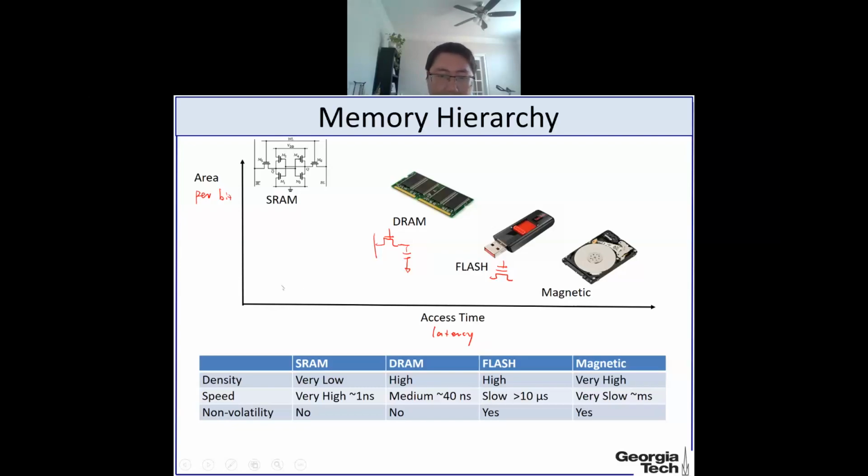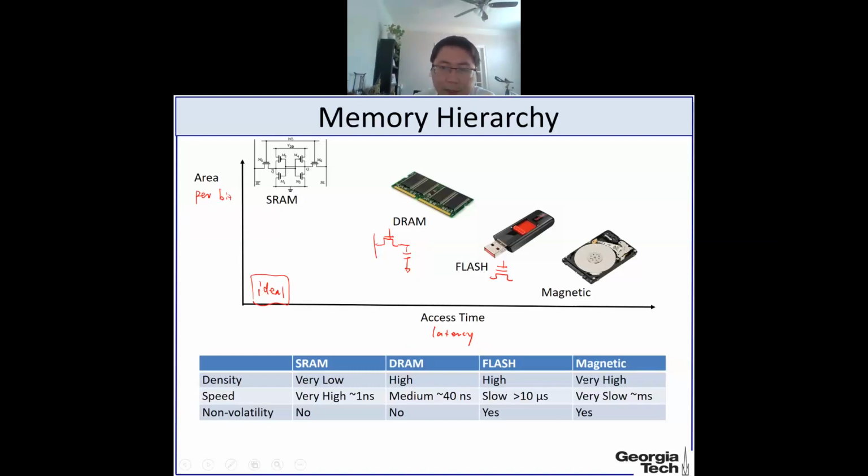So ideally, you want something here. This is your ideal target. If you can have a magic technology that can offer you small area per bit and also small latency, meaning fast operation, that will be the best. But unfortunately, there is no such magic technology today. So we have to accept this trade-off with different technologies to serve different levels in the memory hierarchy. So any questions here?